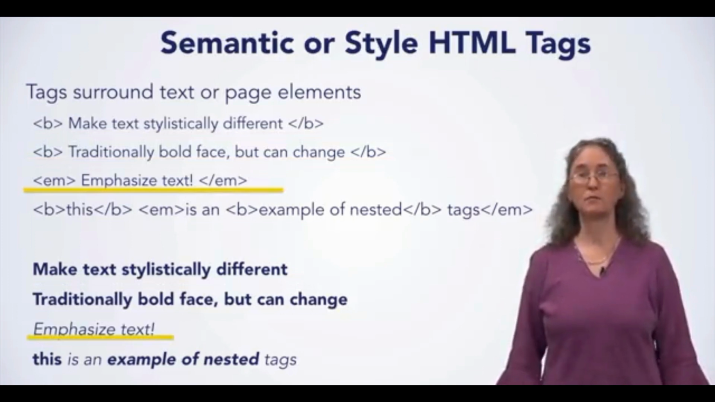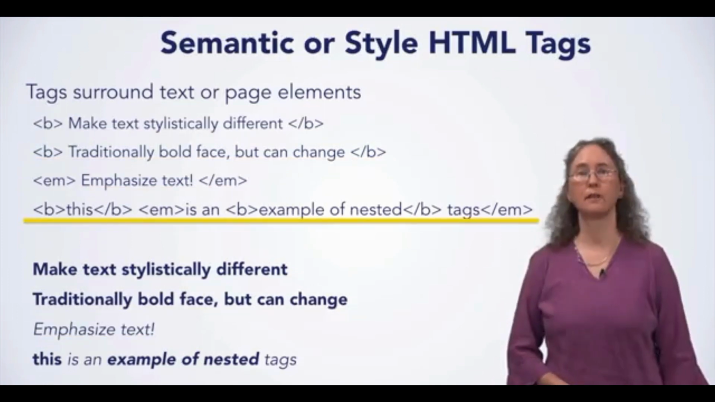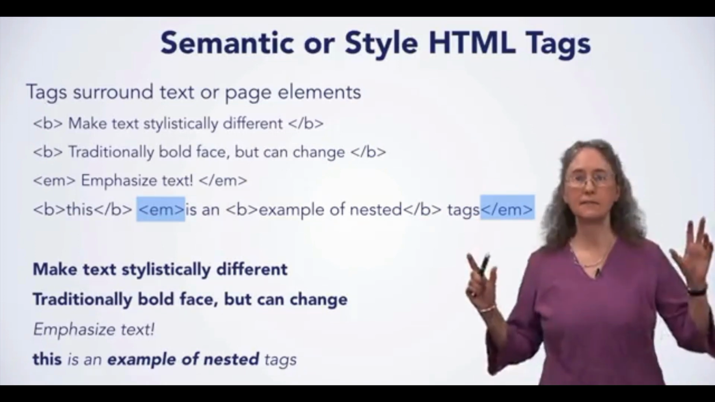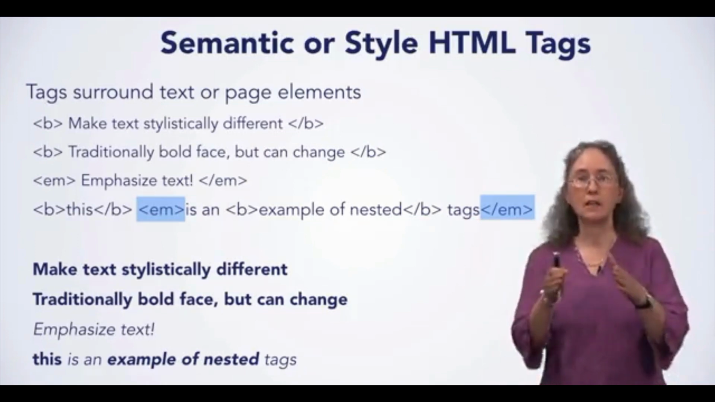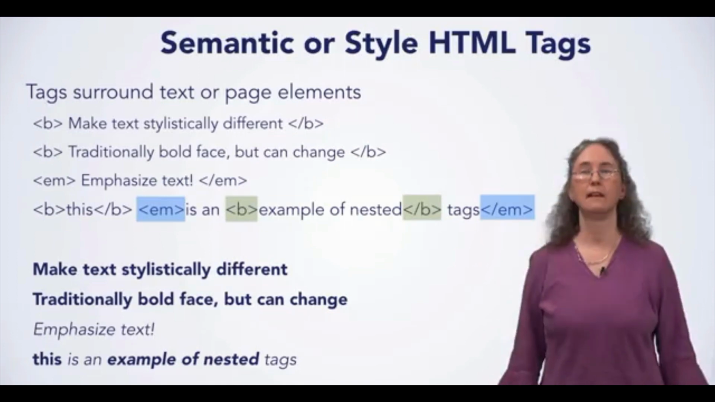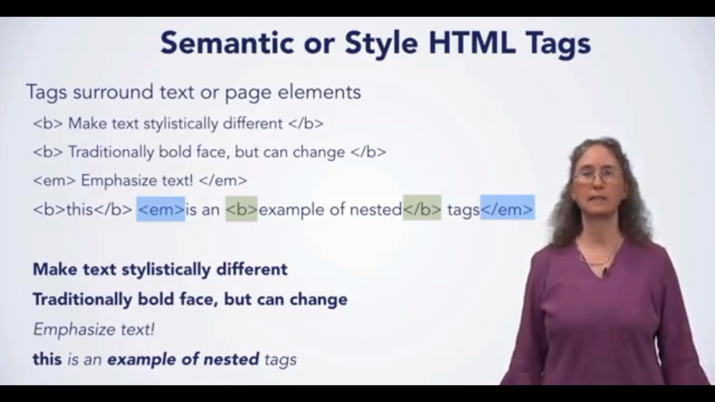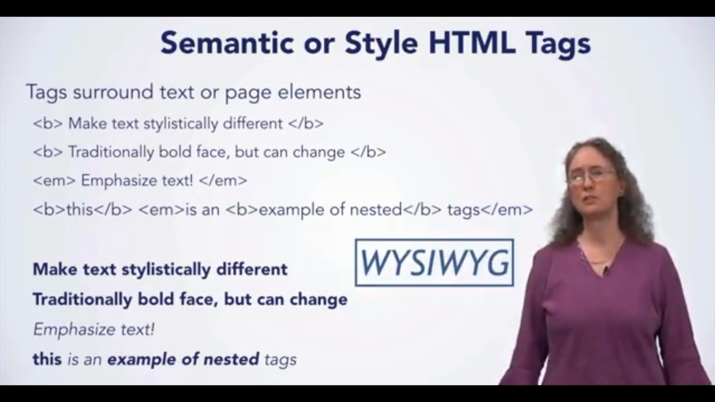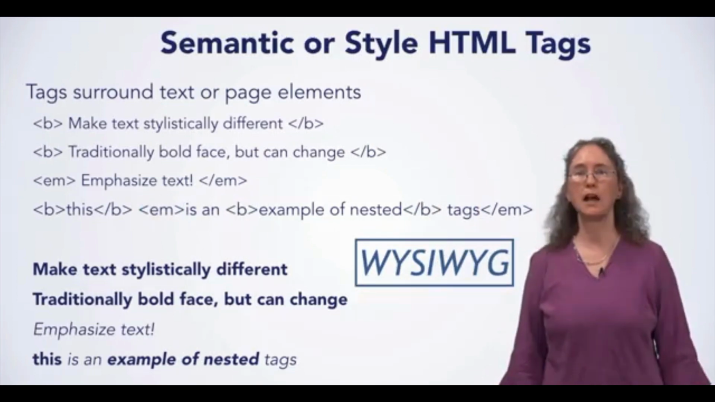Look what happens when you nest tags. Here we have the bold tag nested inside the emphasize tag. The outermost tag is the emphasize tag, and the innermost tag is bold. The innermost tag applies to the words "example of nested," and the rest of the words inside emphasize get emphasized with slanted text.